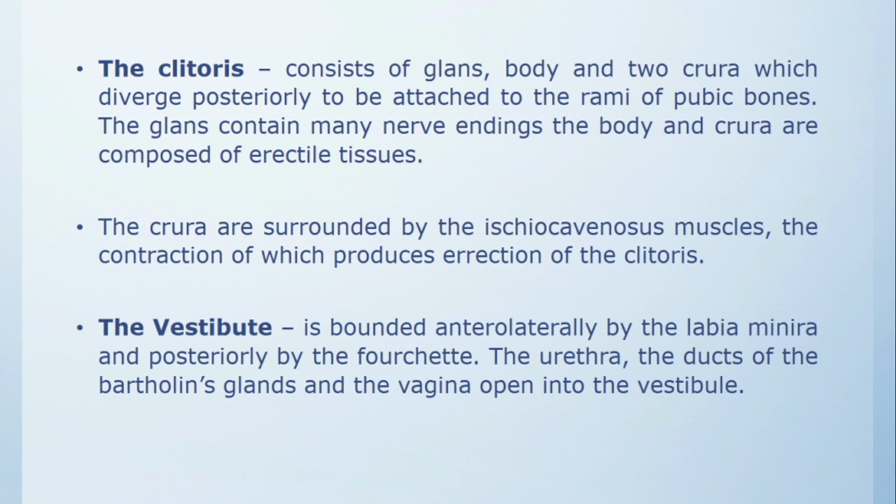The vestibule is bounded anterolaterally by the labia minora and posteriorly by the fourchette. The urethra, the ducts of the Bartholin's glands, and the vagina open into the vestibule. Again, let me repeat. The anterolateral boundary of the vestibule is the labia minora, and posteriorly by the fourchette, where the labia majora join together.